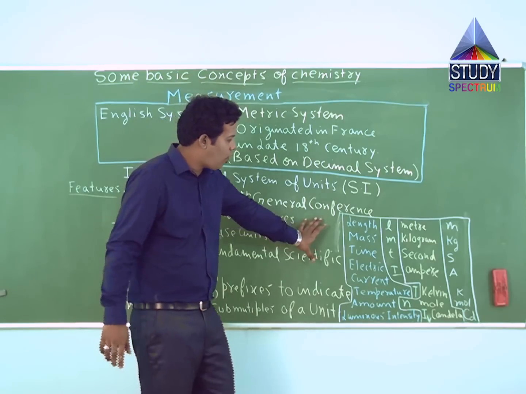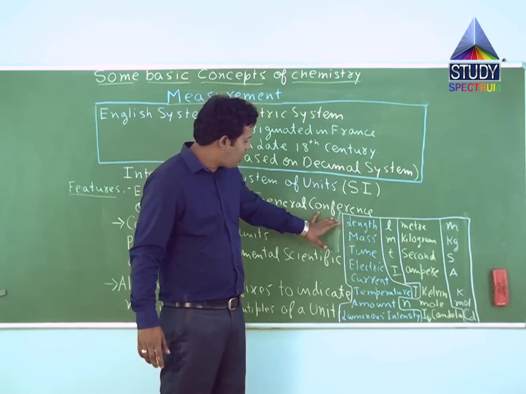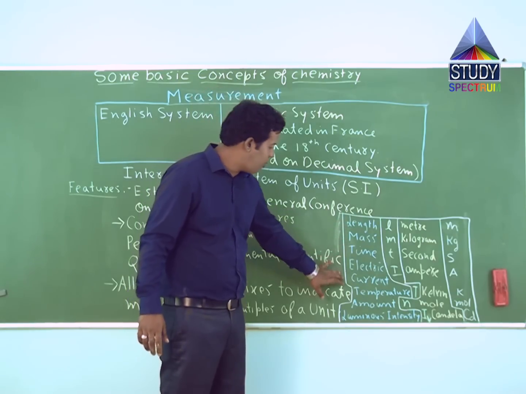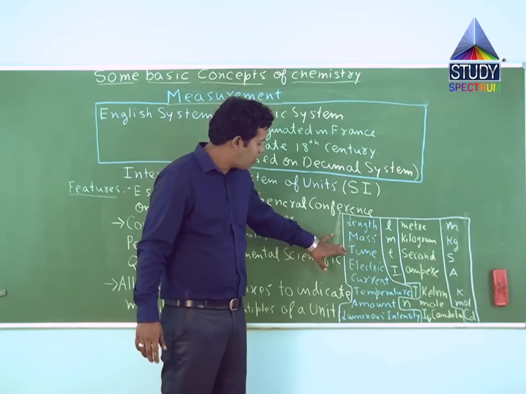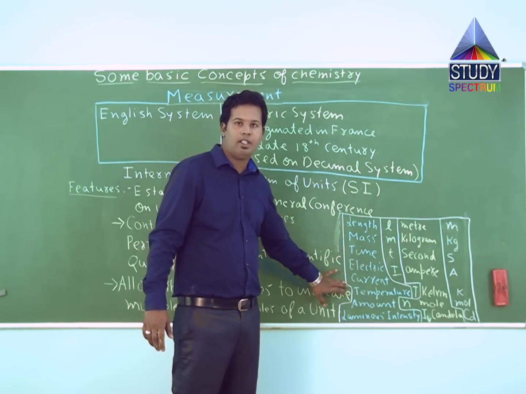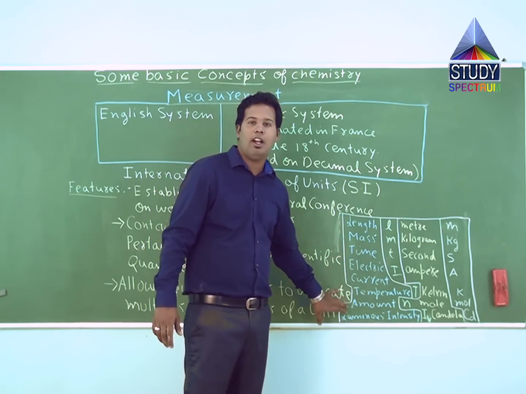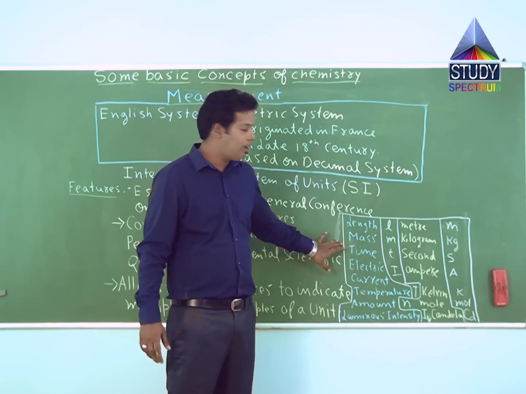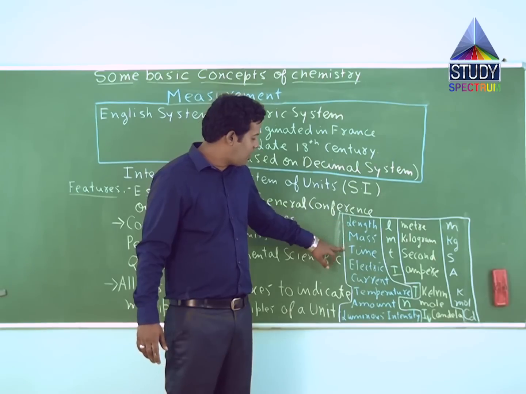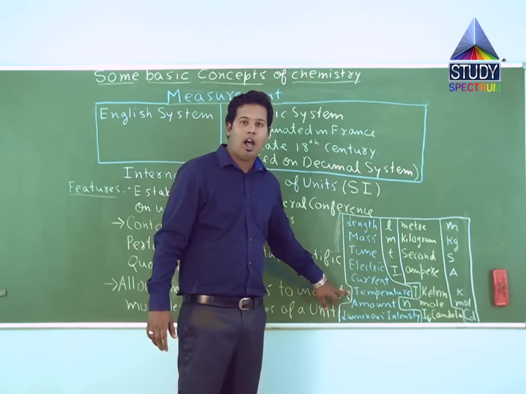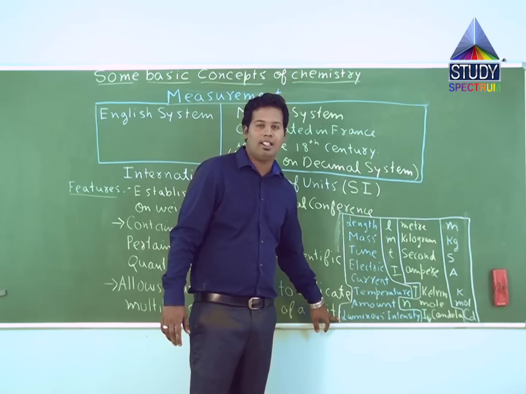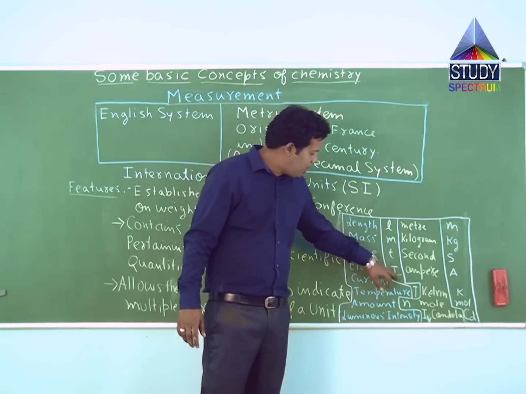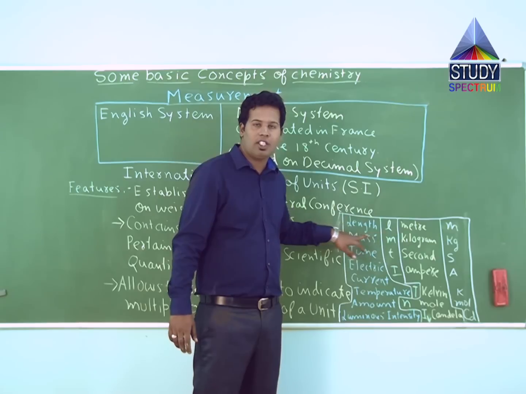Now here is a tabular form which tells us there are 7 base units. You can see written in blue color: length, mass, time, electric current, temperature, amount of a substance, and luminous intensity. These are 7 base units, correct? After which I have written symbols for them. These are the symbols for 7 base units.